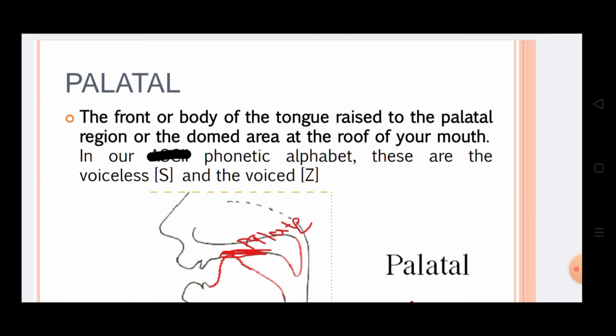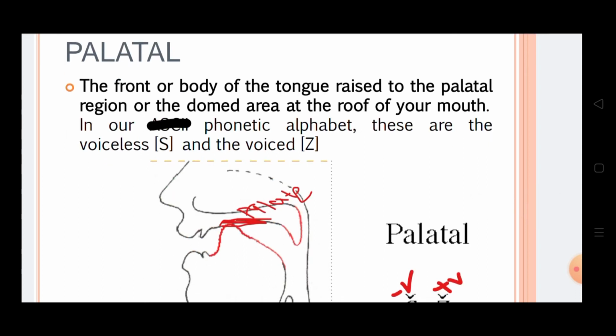And palatal sounds. In palatal sounds, the front or body of the tongue is raised to the palatal region. This region is known as the palatal region or dome area at the roof of your mouth, which is the palatal region.